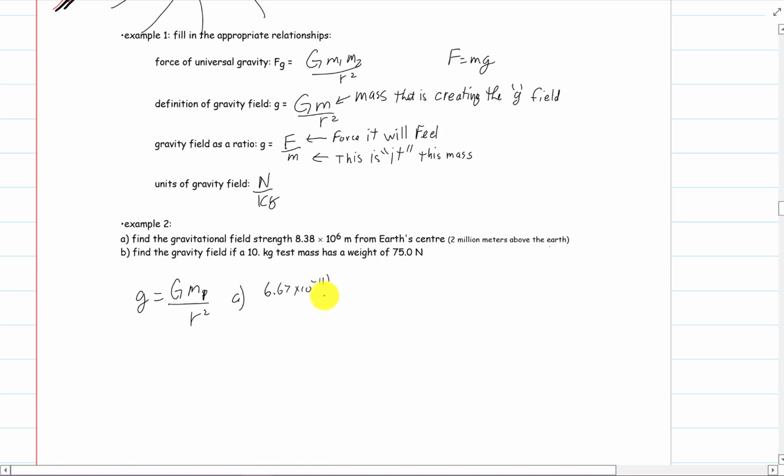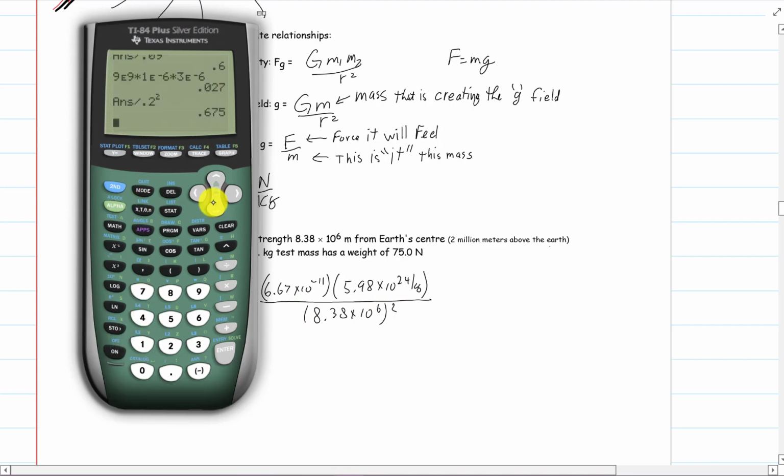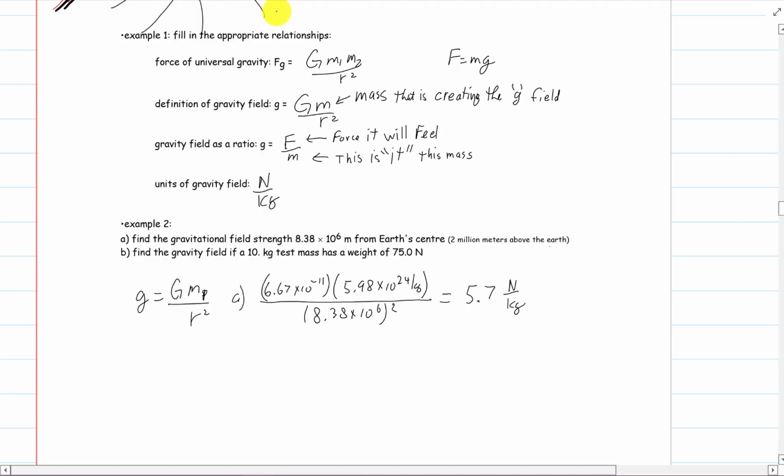So it'll be 6.67 times 10 to the negative 11th. The mass of the Earth is 5.98 times 10 to the 24th kilograms. And the separation distance is 8.38 times 10 to the 6th, squared. So it'll be Gm divided by 8.38 e to the 6 squared. And the G field will be 5.7 newtons per kilogram.